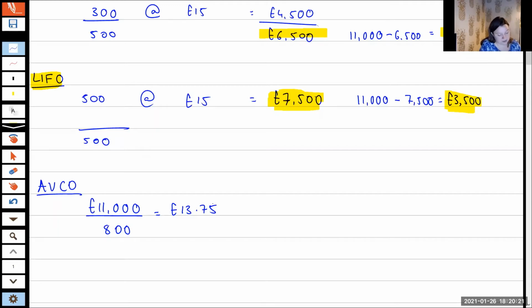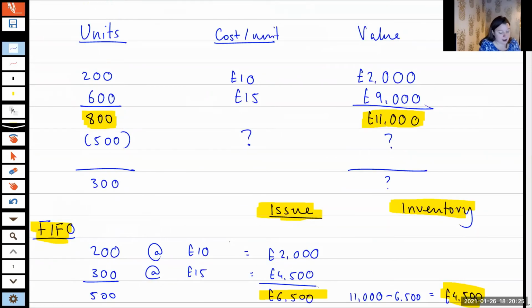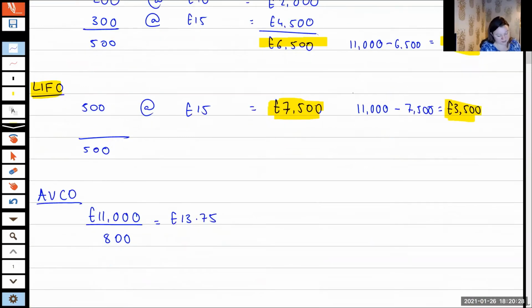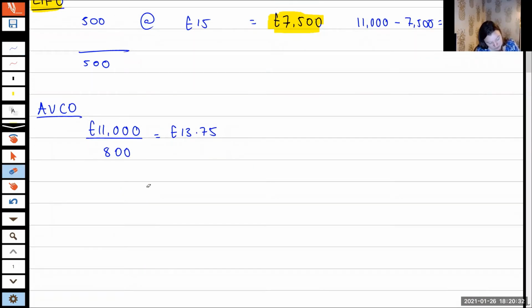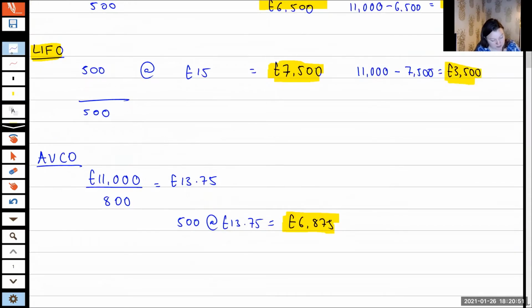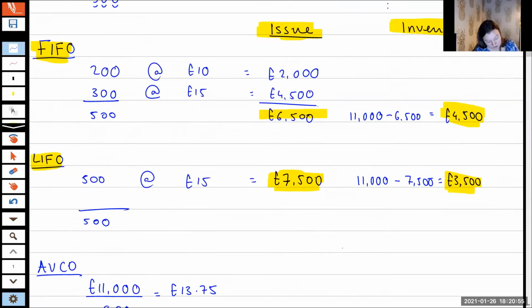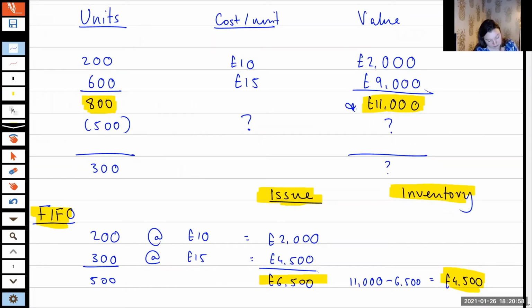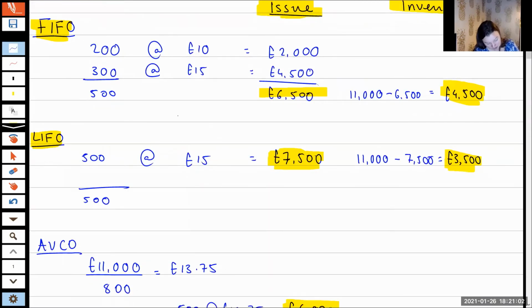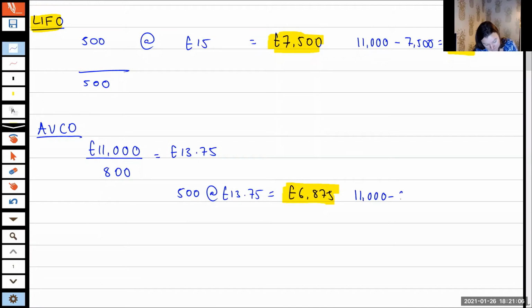11,000 divided by 800. So under AVCO, we're still trying to work out the cost of the issue of that 500. Well, what we can say here is 500 at 13.75, we end up with an issue of 6,875. So 6,875 is the value of what we have issued. We know that there was £11,000 in inventory, as we've already said. We've just issued 6,875 of that, and so 11,000 minus 6,875, we end up with 4,125.